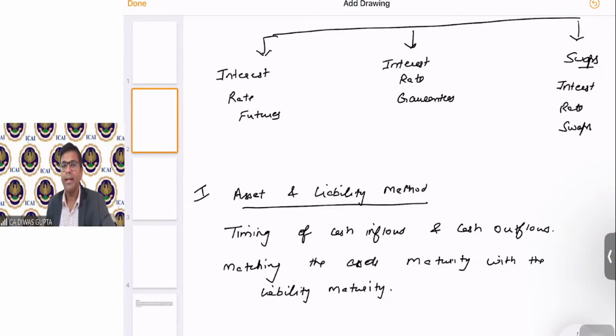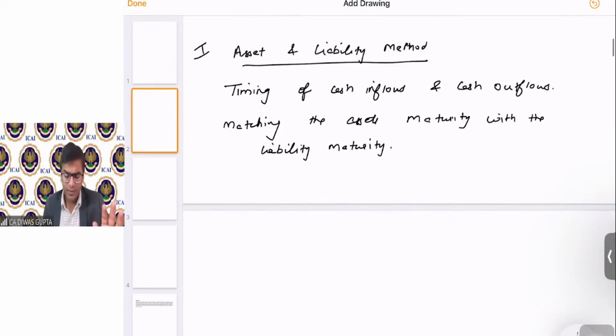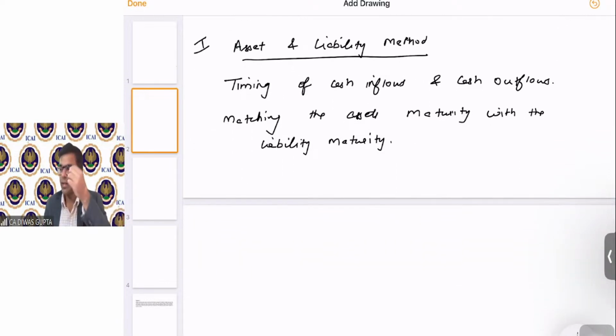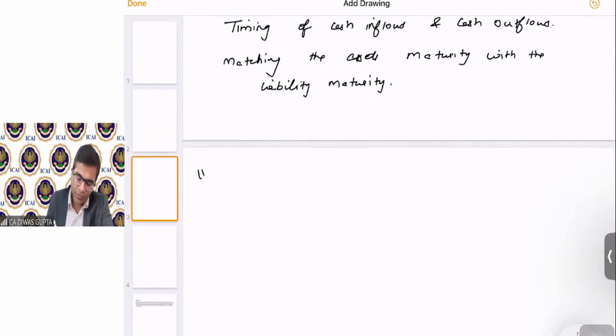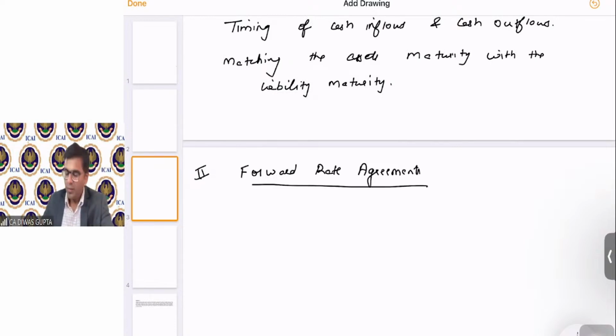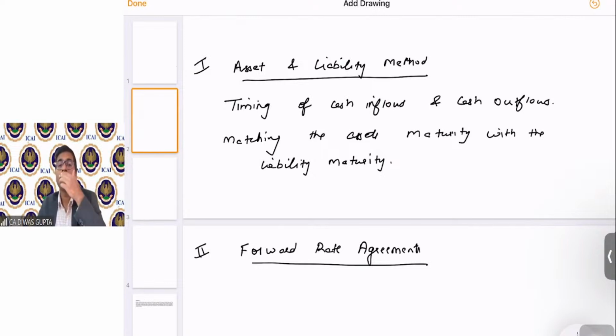Okay, students, let's move ahead. So this is it. You can go through the theory. Now let's come to our main agenda, which is the forward rate agreement. One more thing, students, this ALM method is very much relevant for NBFCs and banks, because they have to publish their ALM reports also, which include, let's say, the maturity profiles of their assets and liabilities. Okay. So, now coming to forward rate agreements.